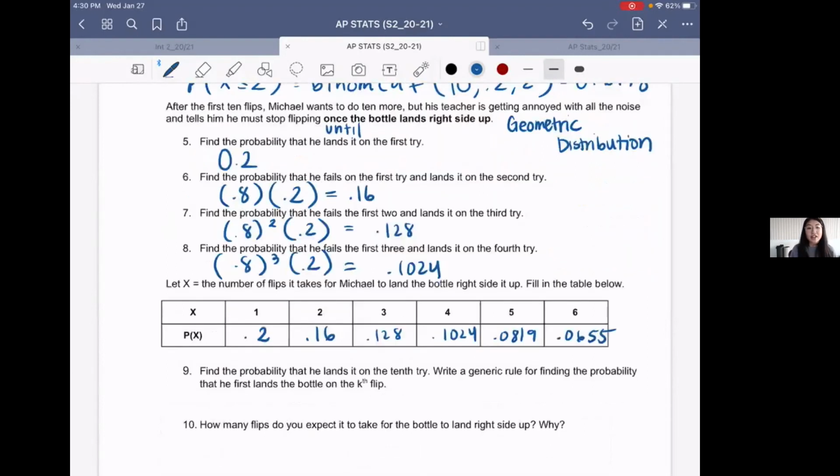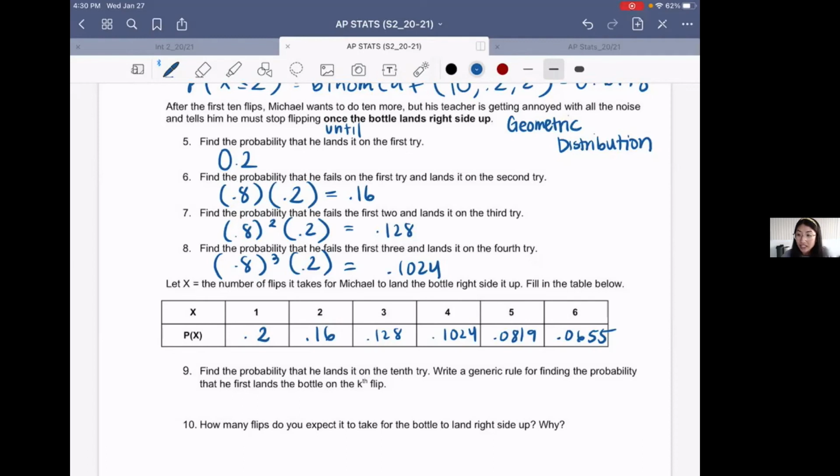All right, so here are the values that you should have gotten for your table. The ones that you should have put are 0.128, and then 0.1024, 0.0819, and 0.0655. So part 9 says find the probability that he lands it on the 10th try. Generic rule for finding the probability that he lands the bottle on the kth flip.